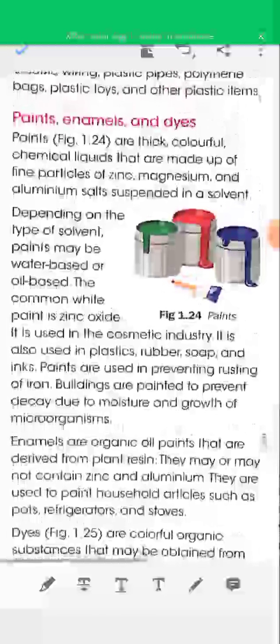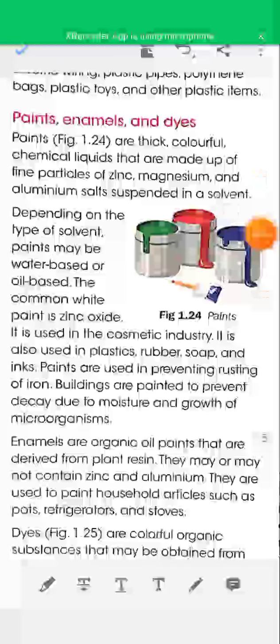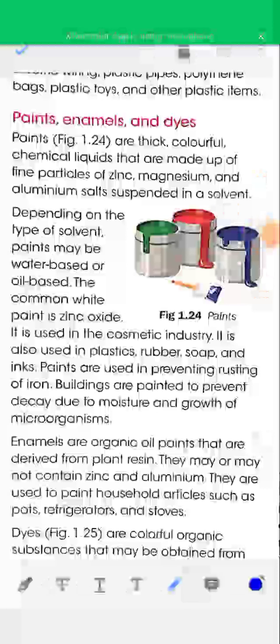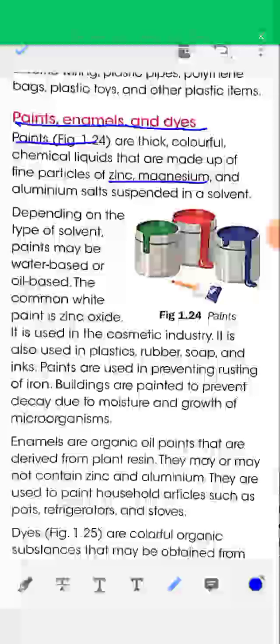Next, paints, enamels, and dyes. First, you have to read about paints, then enamels and dyes are given separately. Paints are thick colorful chemical liquids made up of fine particles of zinc, magnesium and aluminium salt suspended in a solvent. Depending on the type of solvent, paints may be water based or oil based. Two types of paints are there: one is water based, another is oil based.